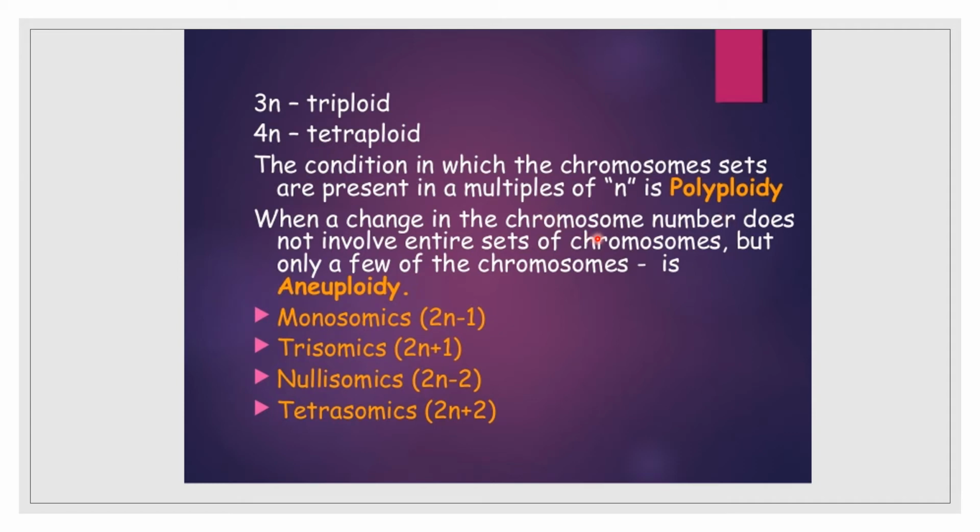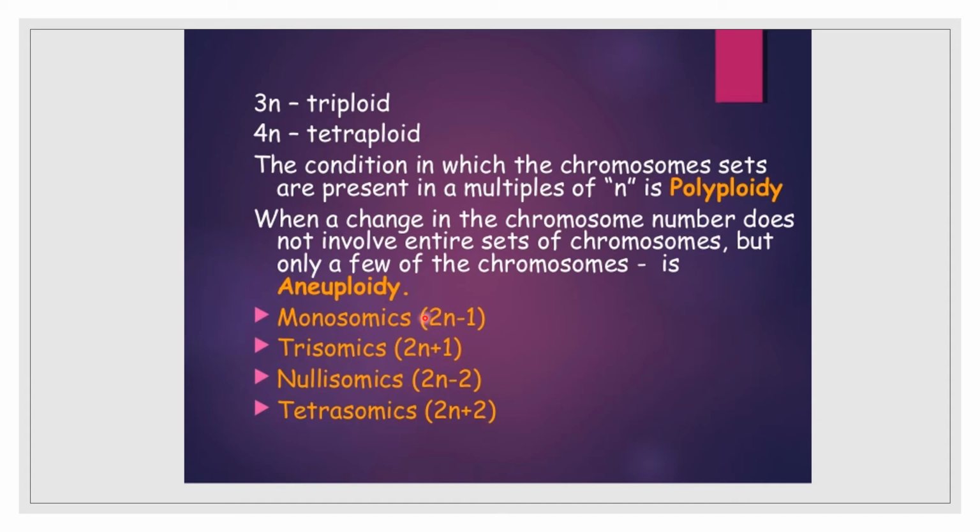Now, when there is any change in the chromosome number with respect to its normal chromosome number, that means either addition or deletion of a chromosome, it results in aneuploidy. That means it results in a chromosomal disorder. When a change in the chromosome number does not involve entire sets of chromosomes, but only a few chromosomes, it is called aneuploidy. It can be monosomic, trisomic, nullisomic, or tetrasomic.